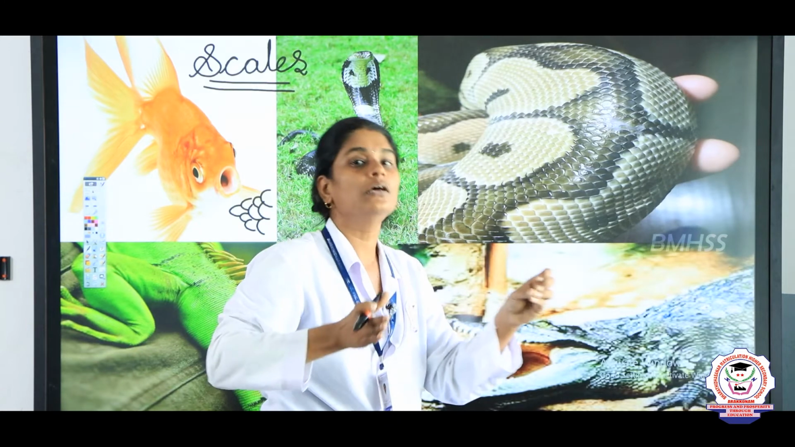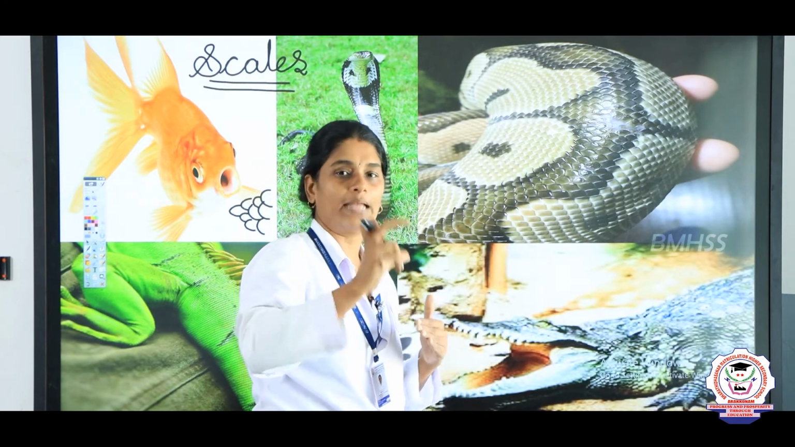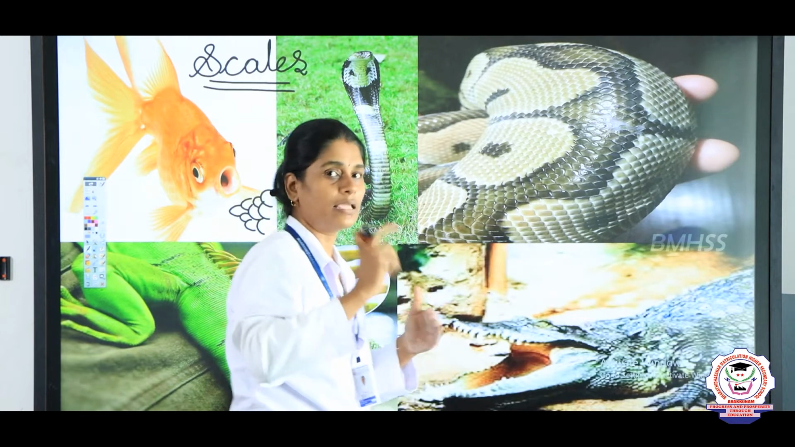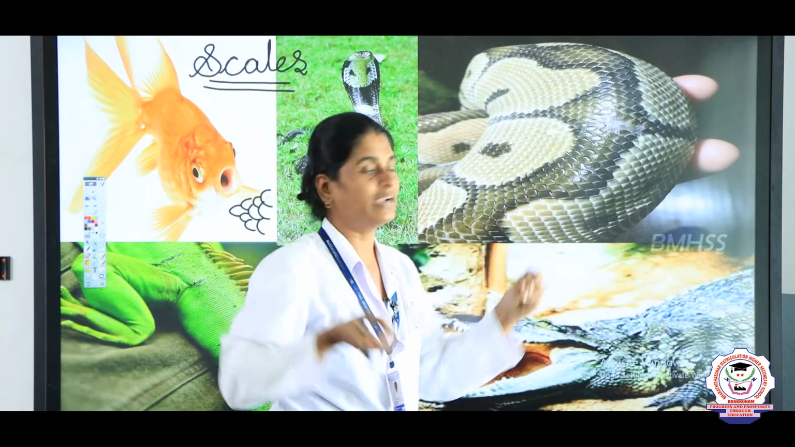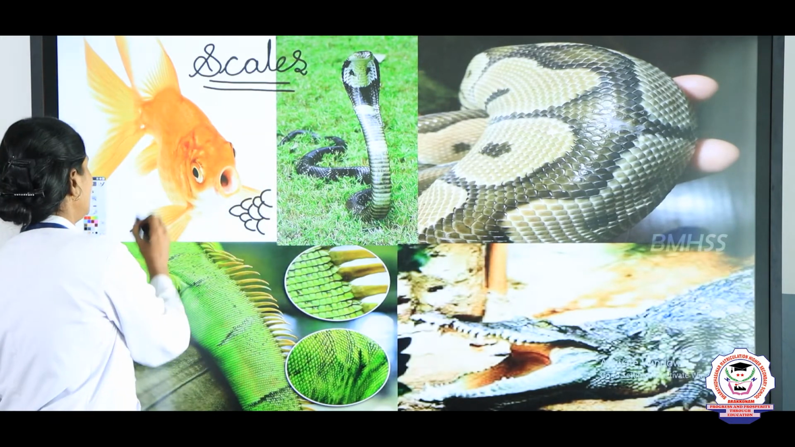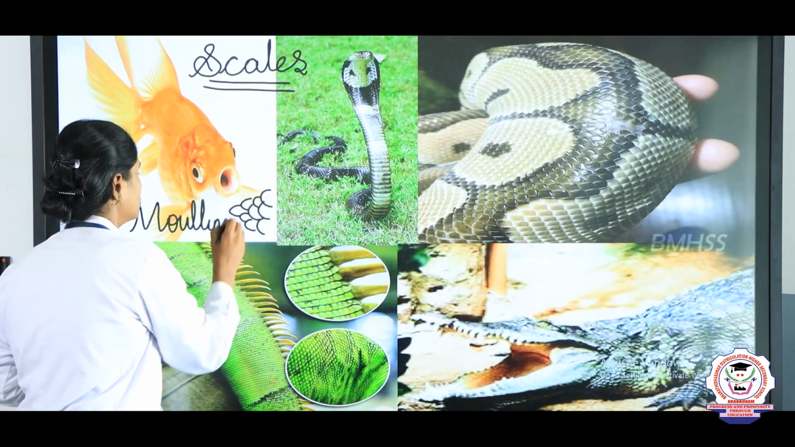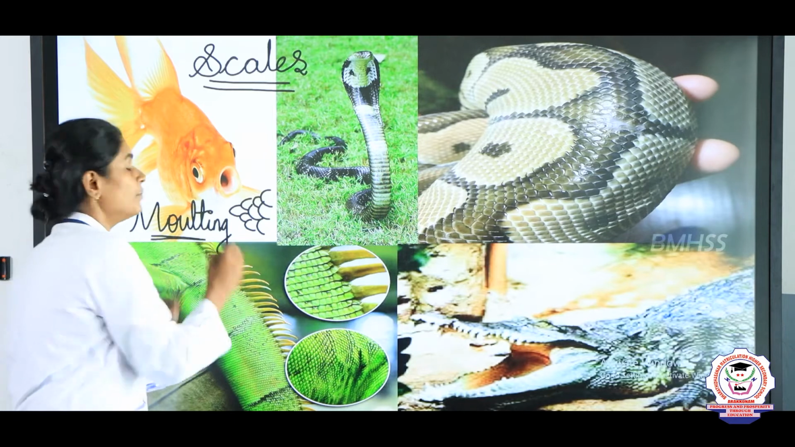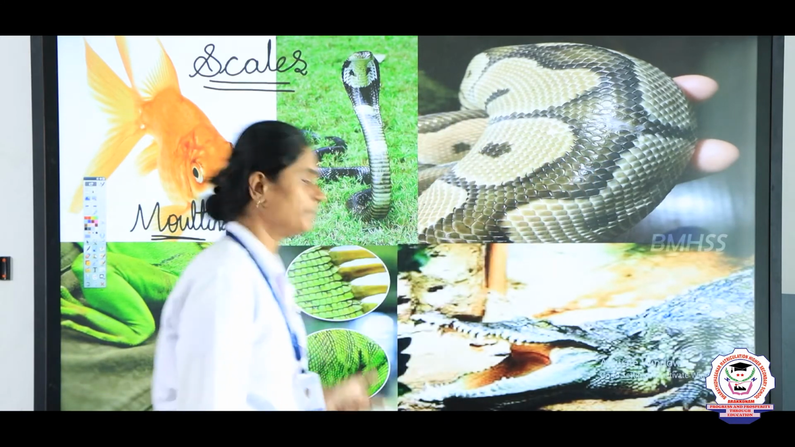It sheds the outer layer periodically, for a time period, and after that time, it peels off its skin. Those scales will be removed, right? So that is known as molting. It is called molting. M-O-U-L-T-I-N-G. Molting is nothing but the removal of the outer skin by a snake, right?